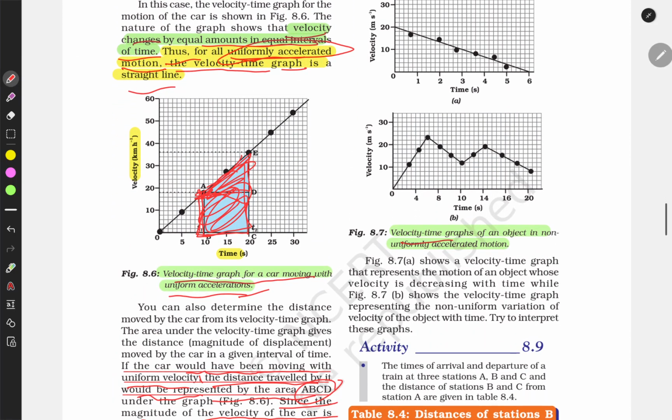Velocity-time graph of an object in a non-uniform accelerated motion. Acceleration is going down and up and up. This is how the velocity and time graph will be in case of non-uniform acceleration. In case of uniform acceleration, there will be a straight graph.